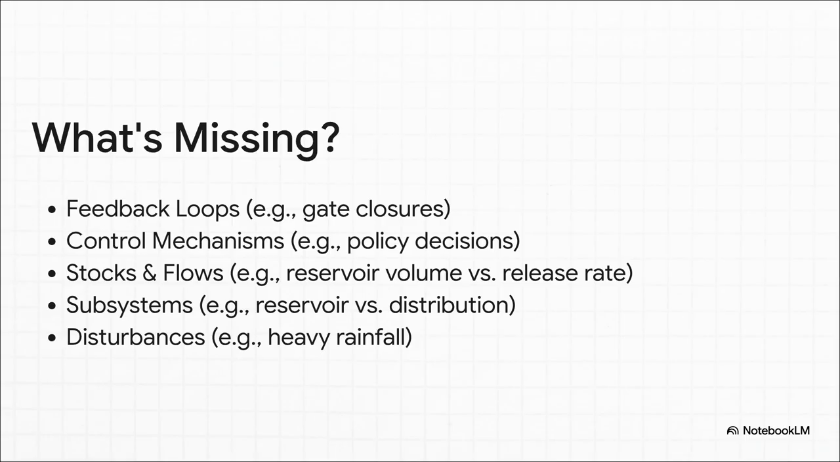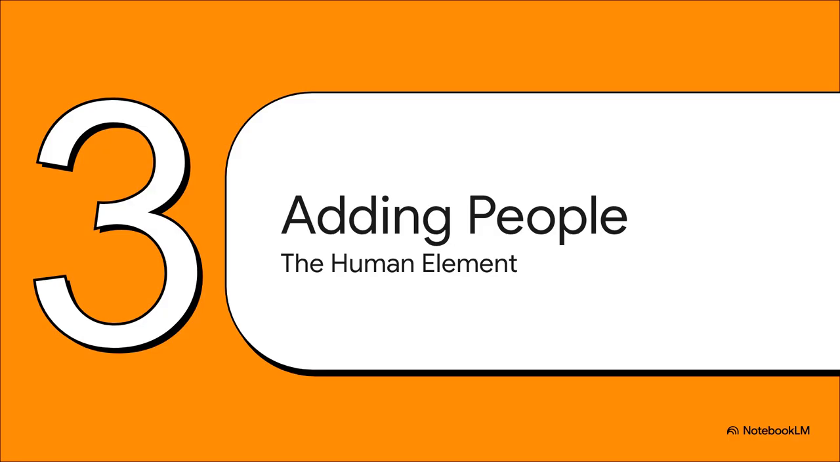We need to see the feedback loops, like how a reservoir getting too low actually triggers water restrictions for everyone. We need to see the control mechanisms, the real policies that decide who gets water during a drought. And we have to see the difference between stocks, like the total amount of water in the reservoir, and flows, which is how fast that water is being released. And all of this brings us to the single most important element in pretty much any real-world system.